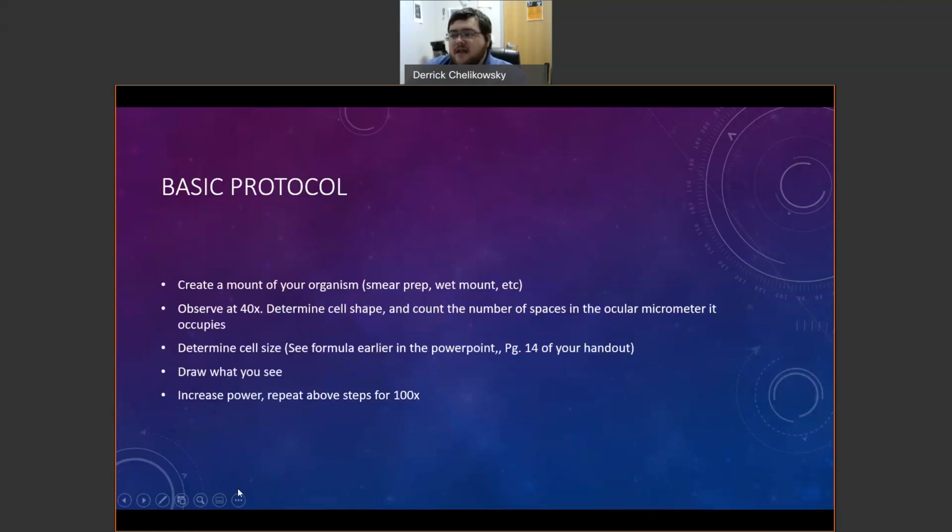Now, for your wet mount or your smear prep, which this is in lab, a basic protocol, you'd make your wet mount or smear prep, observe at 40. Determine cell shape, count the number of spaces in the ocular micrometer it occupies, then determine the cell size, which is in this PowerPoint and page 14 of your handout, because you need to figure out exactly how to use the calibration factor. Draw what you see. Always draw what you see, and you want to increase power and repeat the four steps for 100 times under oil immersion.